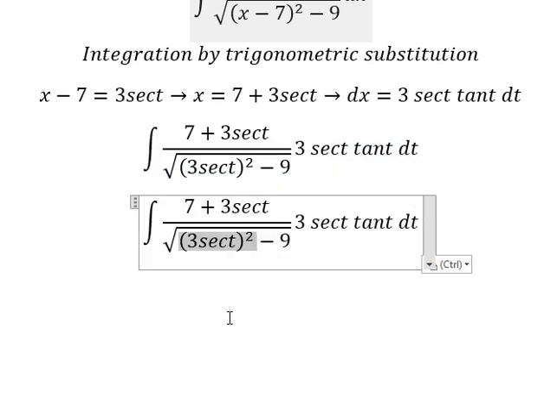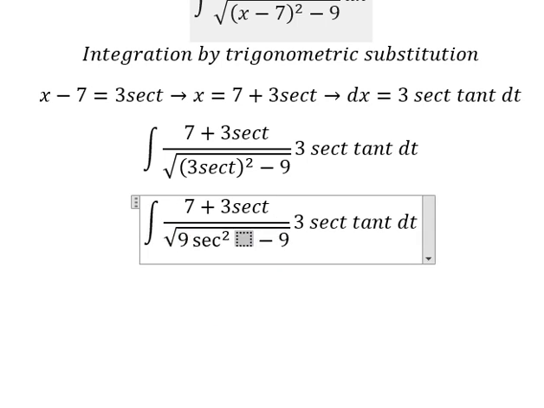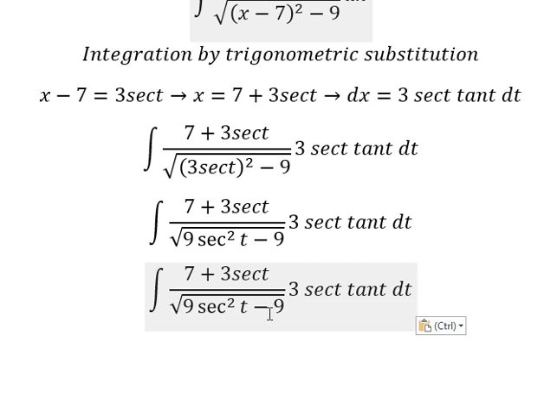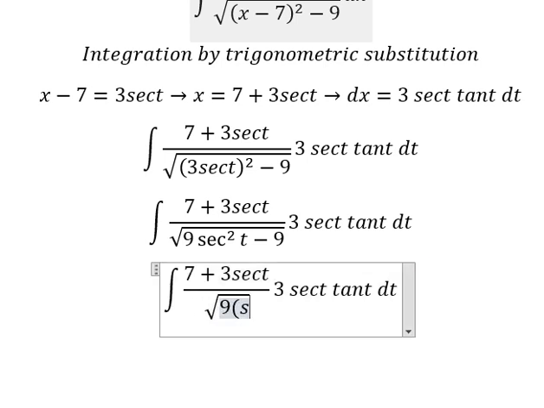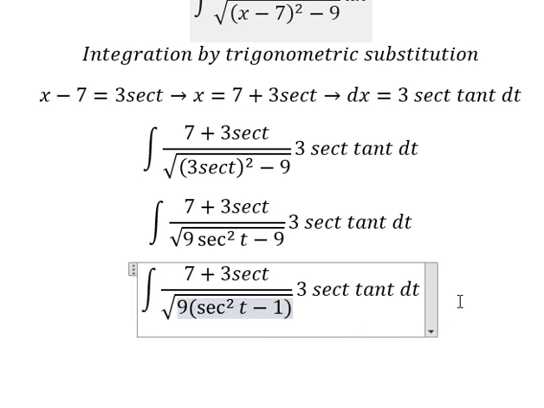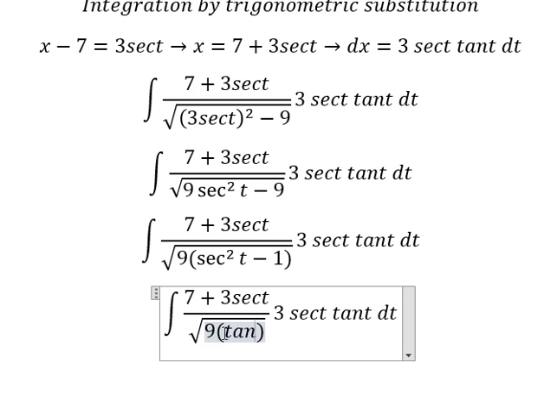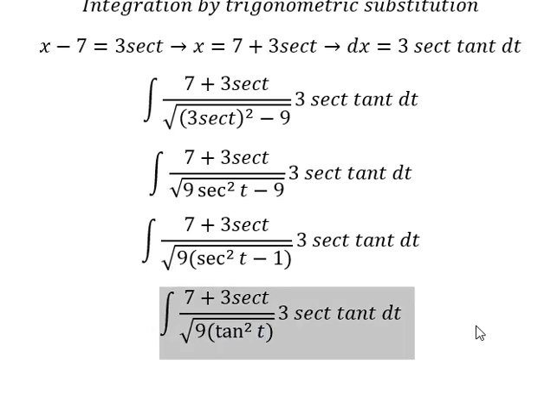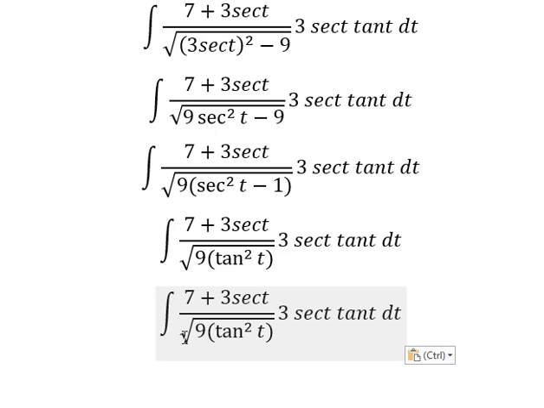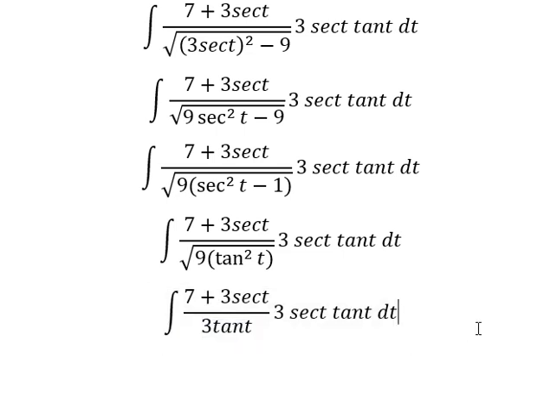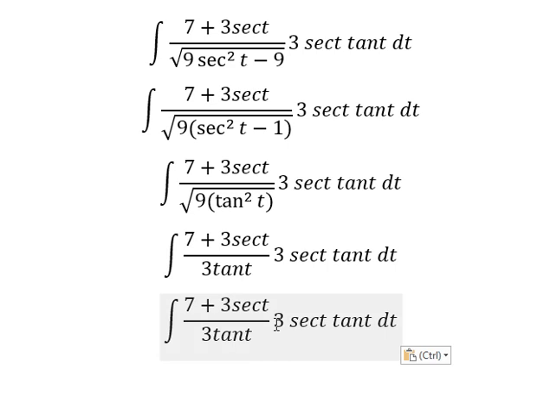So this one we have number 9 secant of t square. Number 9, we can do factorization. So this one we change for tan t square. The square root of this one, we have number 3 tan t. And now we simplify number 3 tan t, and we have secant of t.